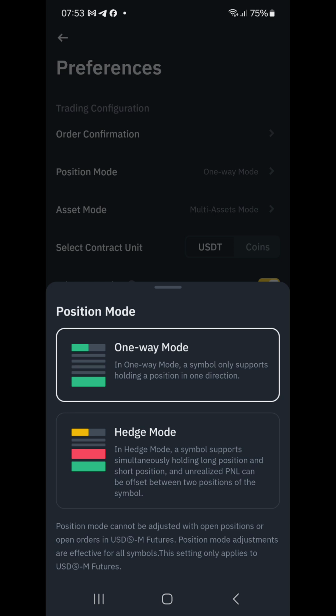So what is one-way mode? One-way mode is related to how positions are managed. In one-way mode, you can only have one position per trading pair, right? Either long or short. Adding to this position will adjust the overall size and average entry, right?